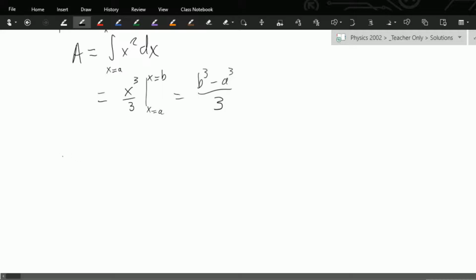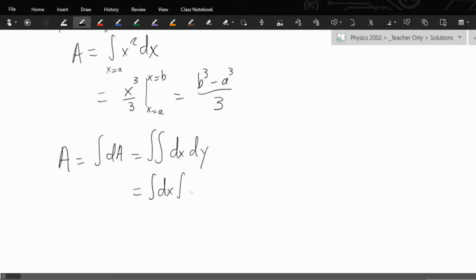So if instead we say that A is equal to the integral of dA, which is going to be equal to the integral of dx dy, really, when we have the product of these two infinitesimals, it's a double integral, because we're integrating twice because we have two infinitesimals. And so what I'm going to do is just break this apart into the portion where I'm integrating with respect to x, integrating with respect to y.